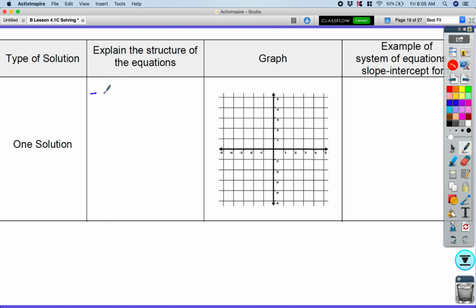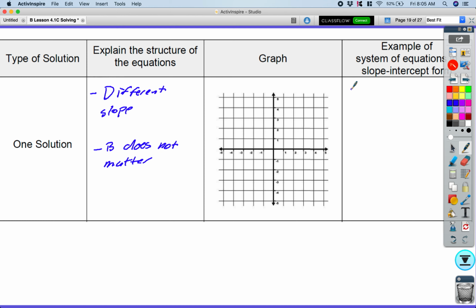So the only thing that needs to happen for one solution is they need to have different slopes. That's the only thing. Different slope, and then the b value does not matter. So they could be the same or they can be different.